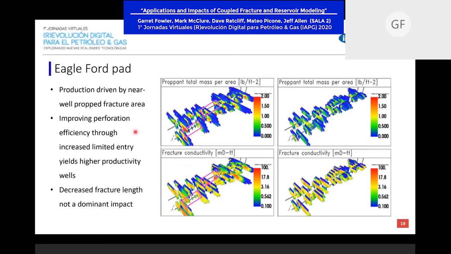Remember, originally we had that 60 to 70% perforation efficiency across these wells, as indicated by these blank gaps across the lateral. We were able to iterate on design, keeping fluid and proppant volumes the same, but increasing limited entry. And you see the shorter fractures as that same fluid is distributed across more clusters and more active. And as a result, we actually get a higher perforation efficiency and more production.